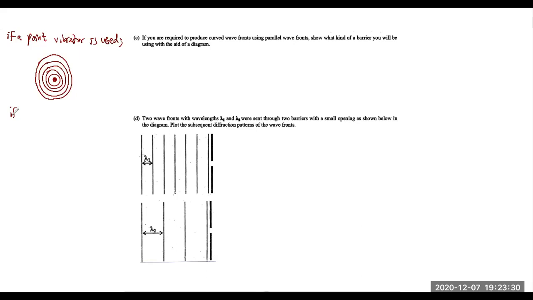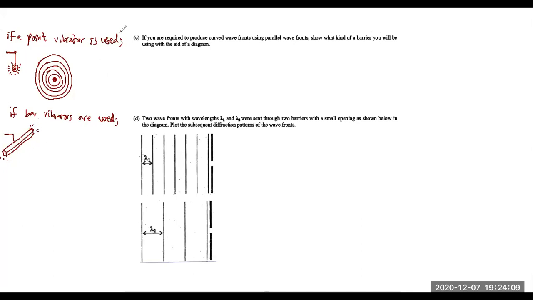And if bar vibrators are used. When I say point vibrator, it will be like this, people. There will be a gadget like this and there will be a sphere. Then it starts vibrating like this in water. So in water, you'll see waves like this. What is a bar vibrator? You'll have a gadget like this. So when you turn it on and it starts vibrating, what happens? It will vibrate now, people.